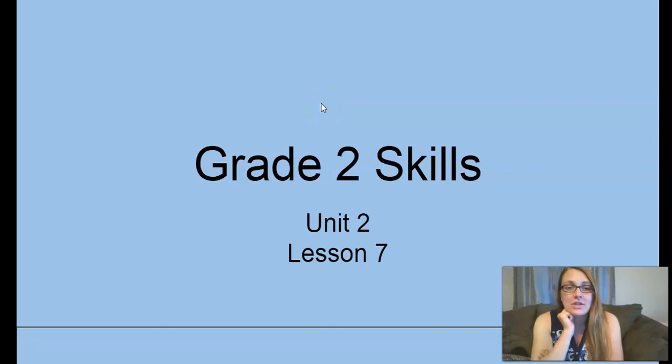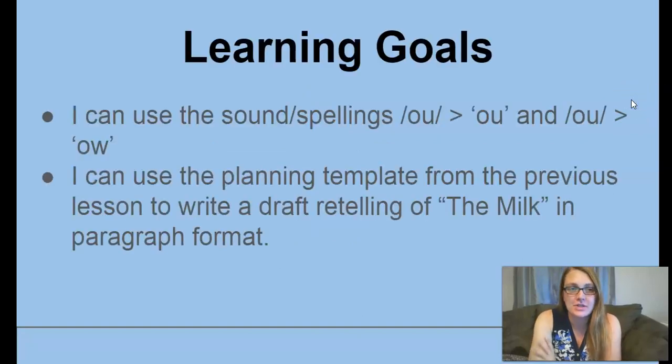We're on Unit 2, Lesson 7 for Grade 2 Skills. Our learning goals today: use the sound and spellings OW with the spelling OU and OW, and then use the planning template that we completed in a previous lesson to write a draft retelling the tale of the milk in paragraph format.